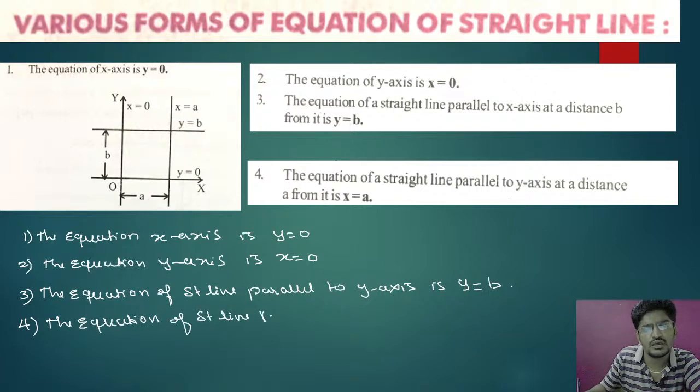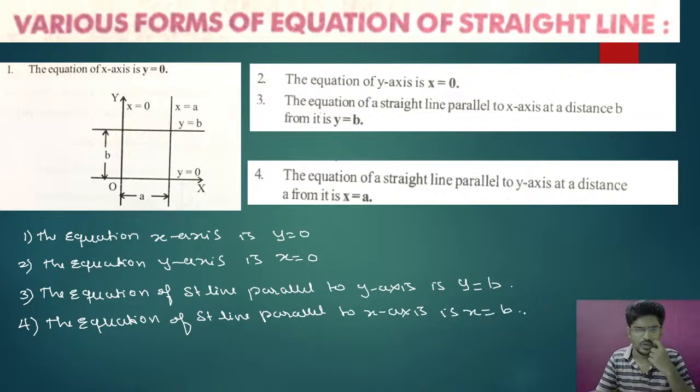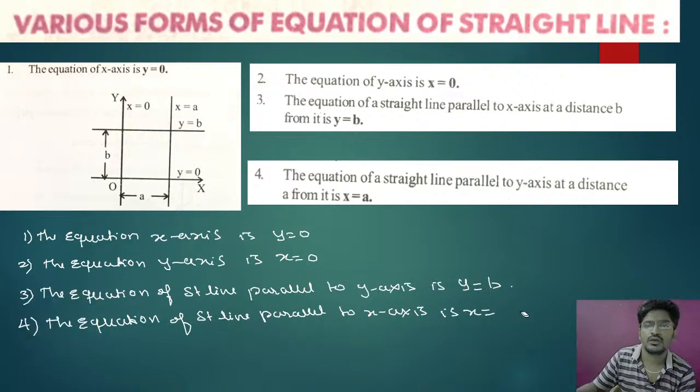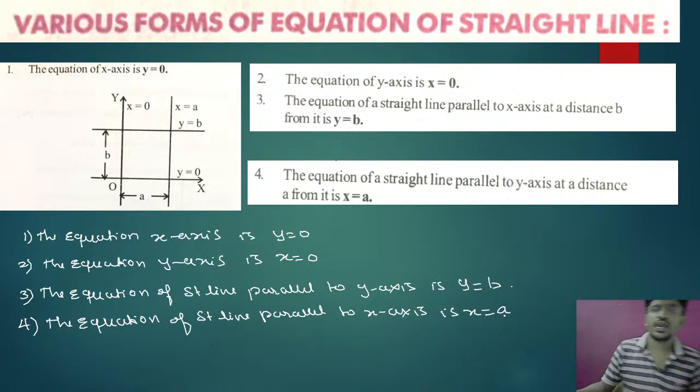straight line parallel to x-axis is x equal to b. Like this you can write, no problem. Or in the form of, if you want to take different symbols, you can write it as a. Clear? So these are some of the equations of straight lines of x-axis, y-axis, and the line parallel to x-axis and y-axis. Okay.